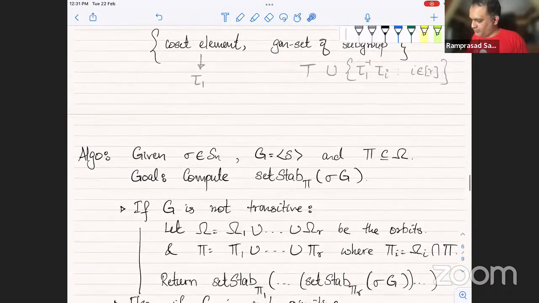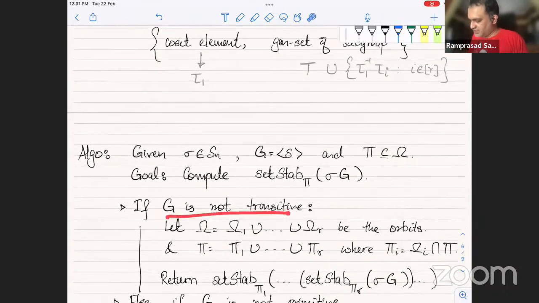Okay, and we are going to do the first obvious thing, which is if G happens to not be transitive, in the sense that it breaks up into a bunch of orbits, then we are going to basically say, okay, let's break up our pi also according to those orbits. And let's solve the set stabilizer question iteratively. Okay, so this part is like what we had done earlier. There's no real change except that instead of a group, you now have a subgroup. But morally, nothing has changed.